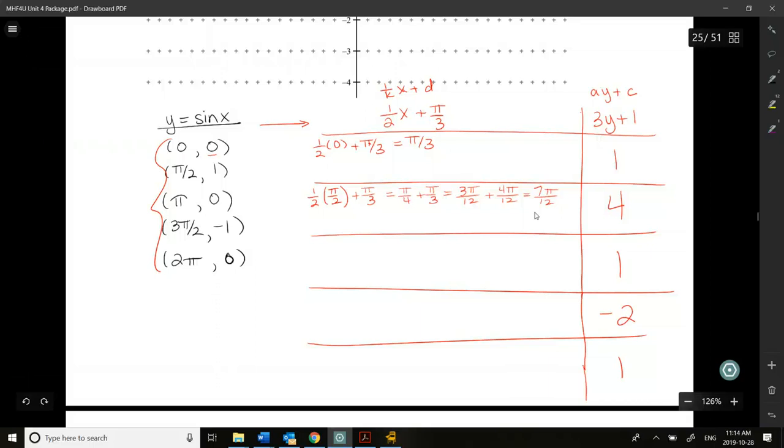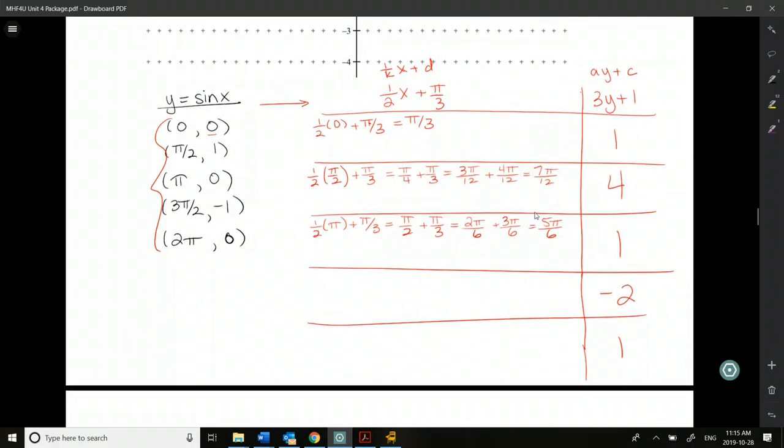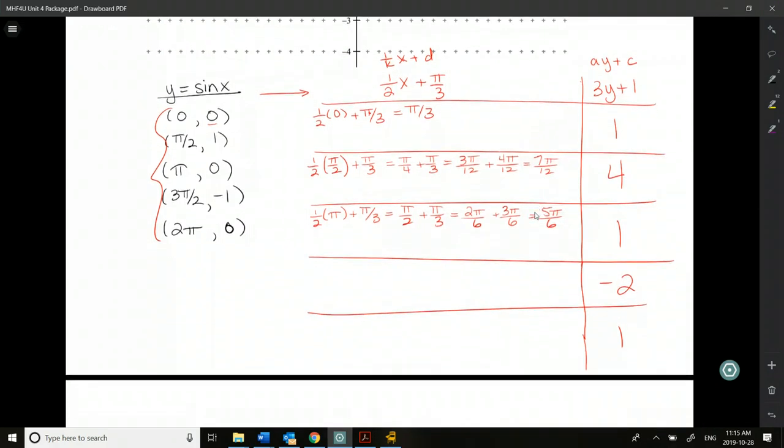Okay, plugging in pi. We get pi over 2 plus pi over 3. Again, find yourself a common denominator. I think that will be 6 for this one. And then add them together. And then 3 pi over 2.